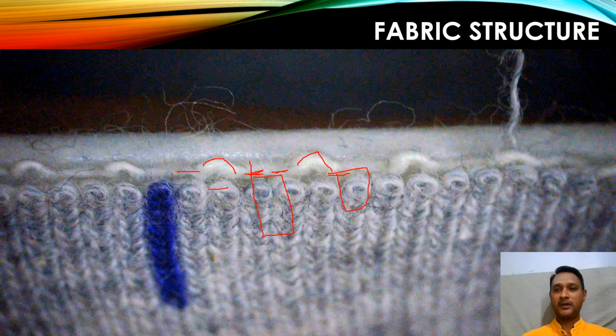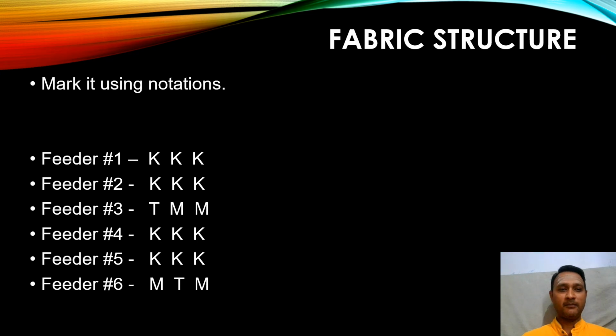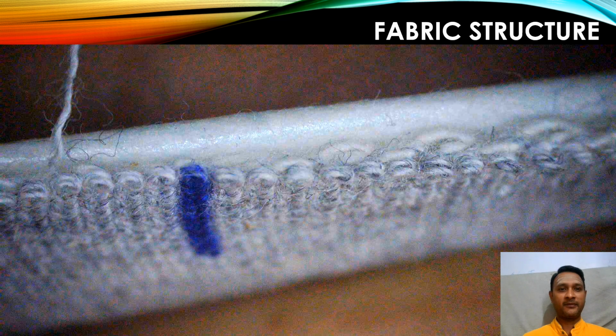With our usual notations, we can mark the feeder number 4, that is the all knit which holds the looper yarn. We have marked simply as knit, knit, knit, and the feeder number 6, the looper portion, which is the important one. We got first needle miss, second needle tuck, and third needle again miss. Now 2 courses we have completed. Let's move on to course number 3.